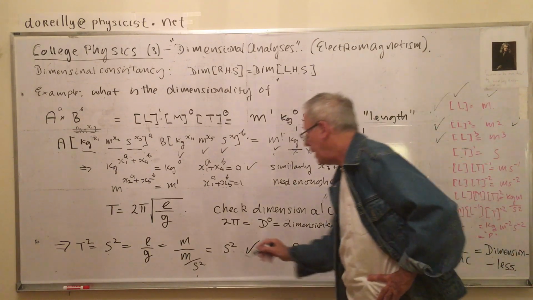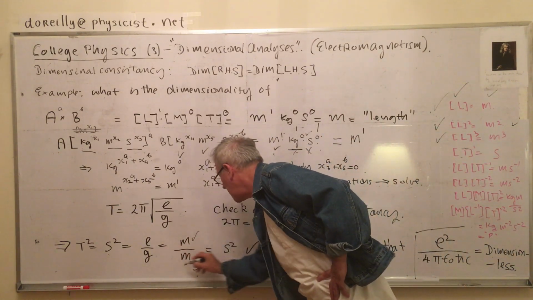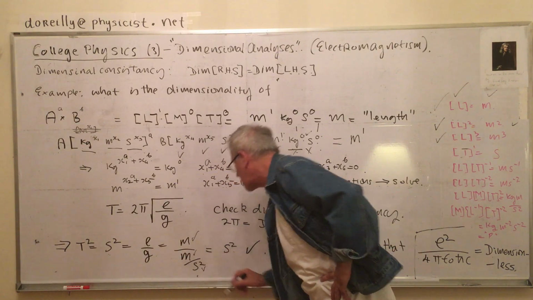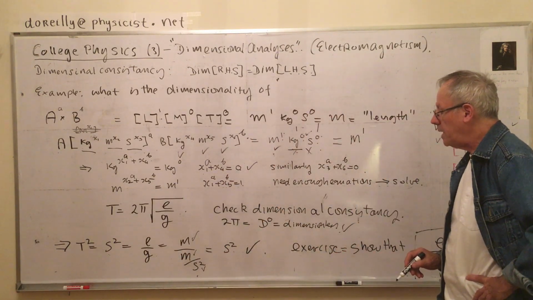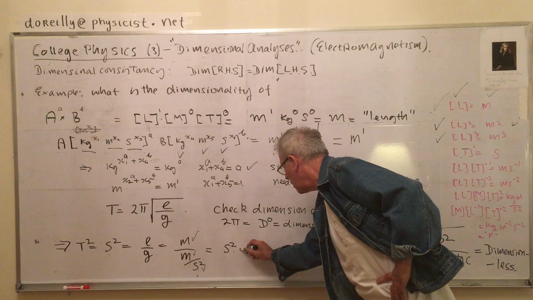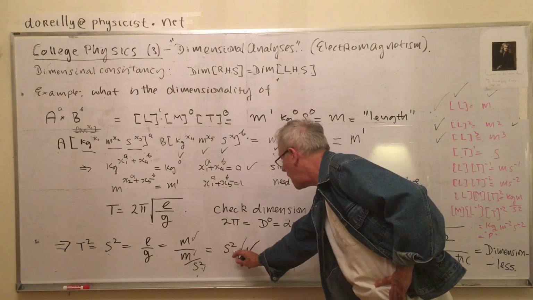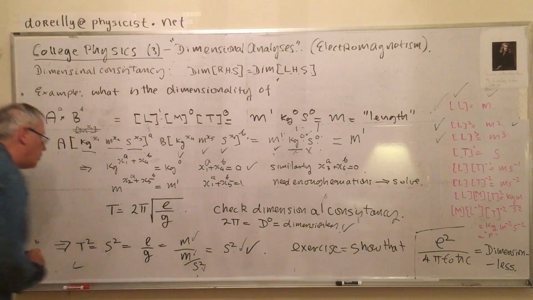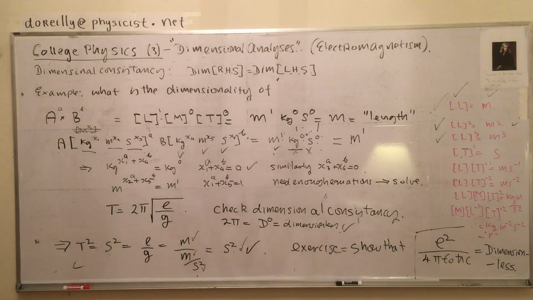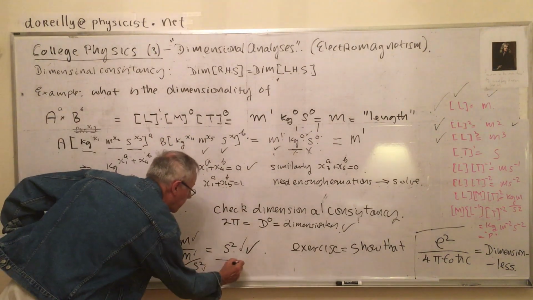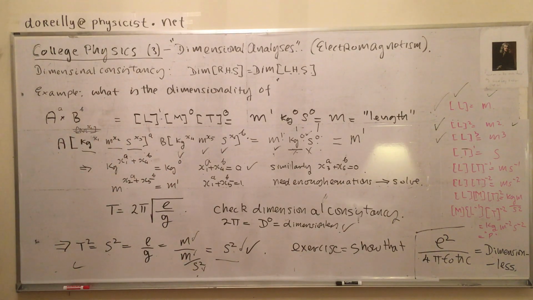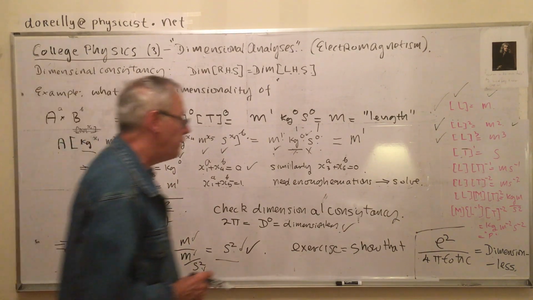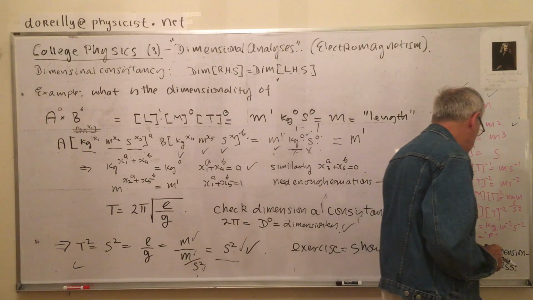Now, L has dimension of length, and g has dimensions of meters over second squared. And 1 over A over B is B over A. So we get dimensions of time squared, or seconds squared. So the equation T equals 2 pi root L over g is dimensionally correct. Okay? So I'll let you study that, take a screenshot of it, and then I'll give you your exercise.